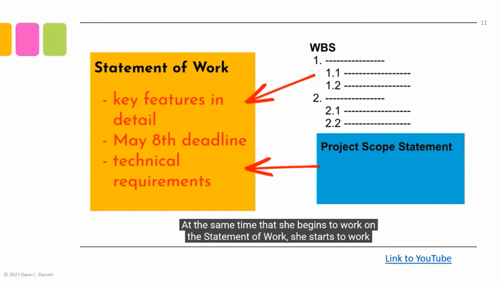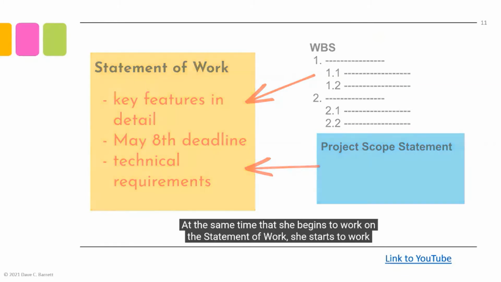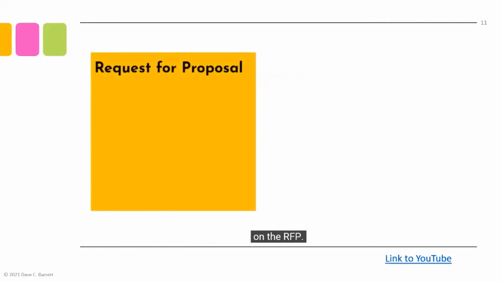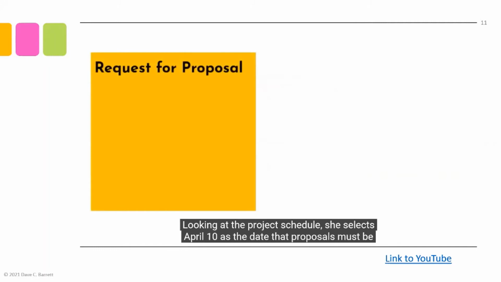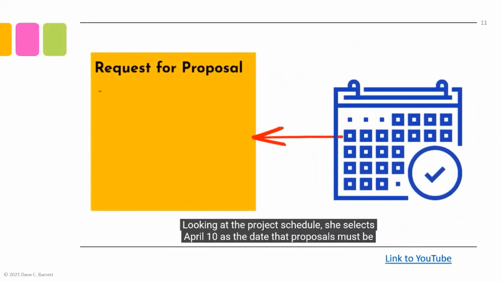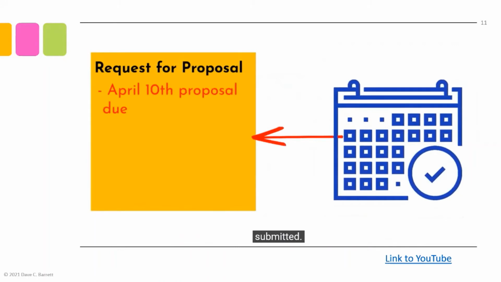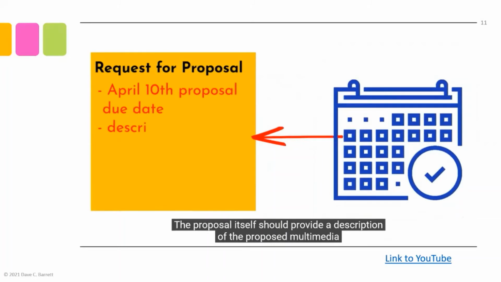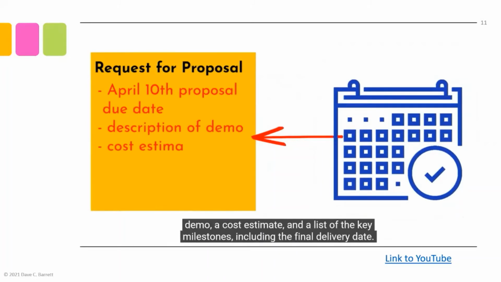At the same time that she begins to work on the statement of work, she starts to work on the RFP. Looking at the project schedule, she selects April 10th as the date that proposals must be submitted. The proposal itself should provide a description of the proposed multimedia demo, a cost estimate, and a list of key milestones, including the final delivery date.